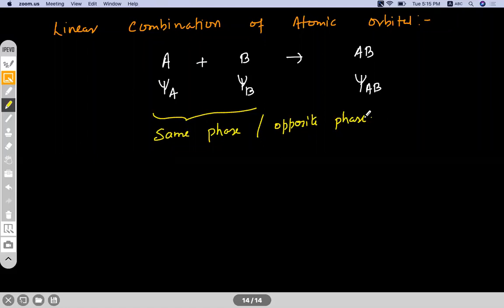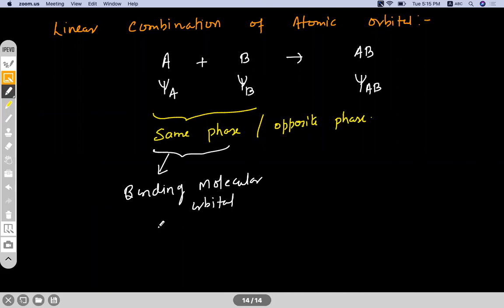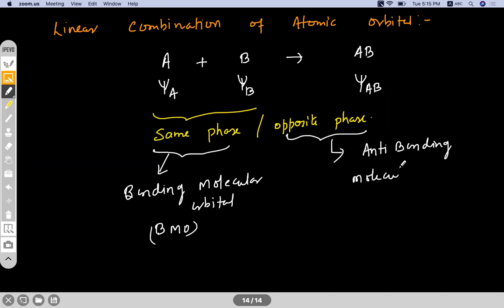You have to keep in mind, when A and B combine with the same phase, the molecular orbital that forms, we call it the bonding molecular orbital. In short, we write it as BMO. When the phases are opposite, it is the antibonding molecular orbital, that is ABMO.